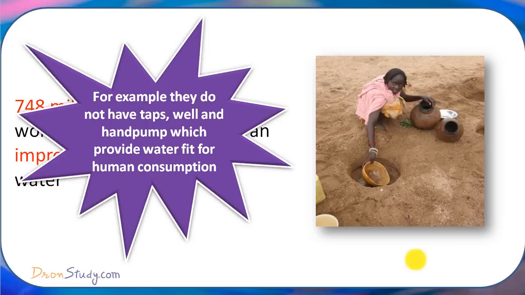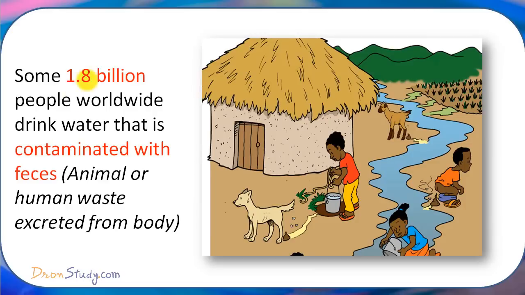You can see in the picture, ये जो women है, she is extracting water. इनके पास कोई tap नहीं है, कोई well नहीं है. She is fetching out groundwater which is filthy and unfit for human consumption. Some 1.8 million people worldwide drink water that is contaminated with feces. Now what is feces? Feces is animal or human waste.